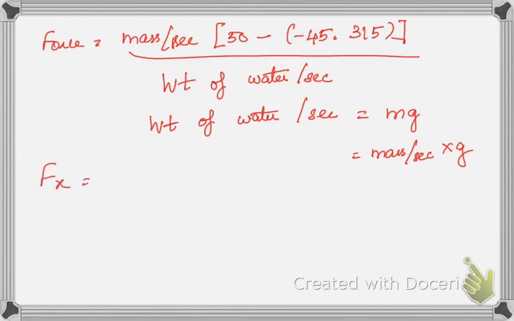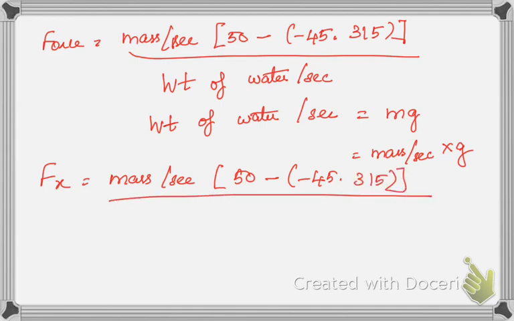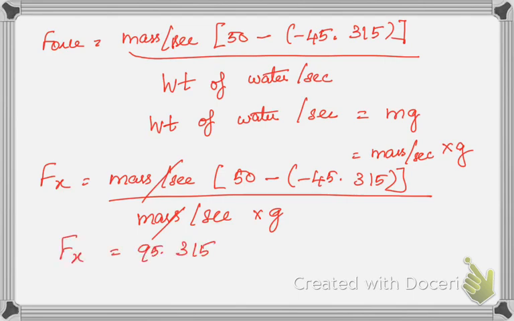So my force Fx now becomes mass per second into 50 minus of minus 45.315, divided by mass per second into gravity. So this and this will get struck off. So I'll be getting 95.315 divided by 9.81, which is 9.716. So I've got my force.